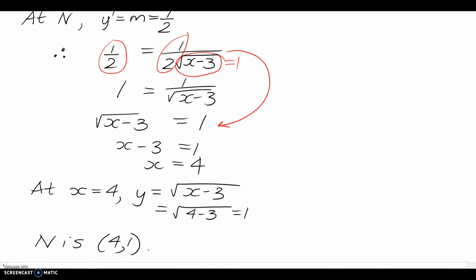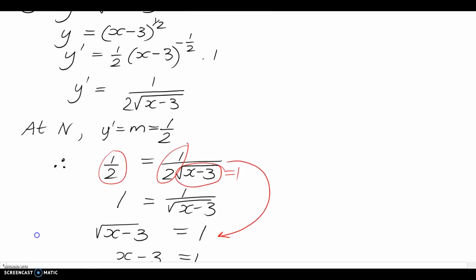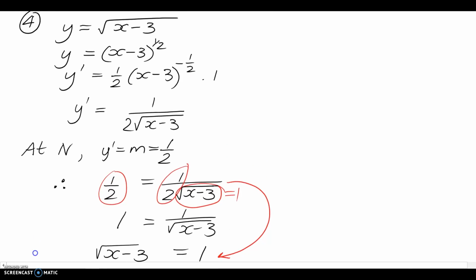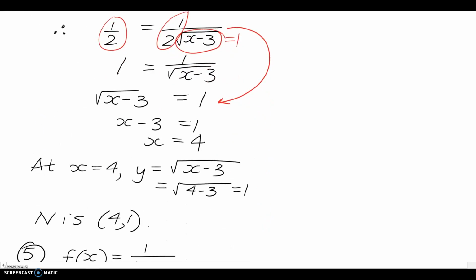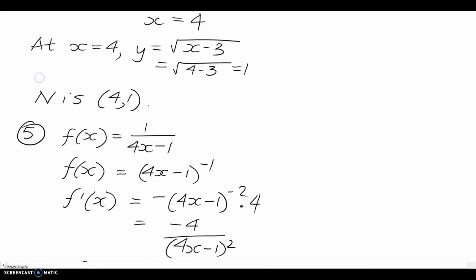Let's go find the y coordinate, and you always substitute it back into the original to find the y coordinate. So I've done that. I've put x equals 4 into the square root of x minus 3, and when I do that I get 1. So the coordinates of n are 4, 1.